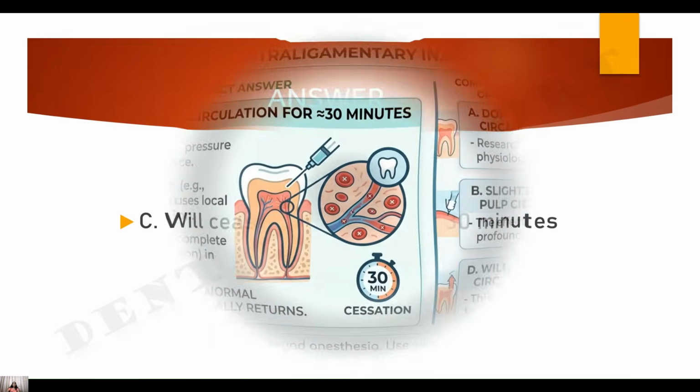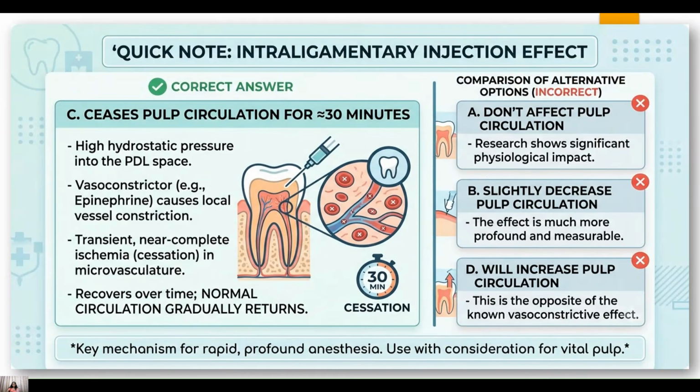So when you administer an intraligamentary injection, local anesthetic containing a vasoconstrictor like epinephrine is injected under high pressure directly into the tight periodontal ligament space. This intense hydrostatic pressure combined with local vasoconstriction heavily compresses the microvasculature supplying the apical tissue. So some research shows this causes a transient near complete cessation of pulpal blood flow for about 30 minutes before normal circulation gradually recovers. It's a key mechanism behind why PDL injections provide such rapid, profound anesthesia.